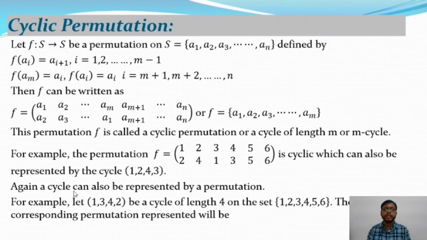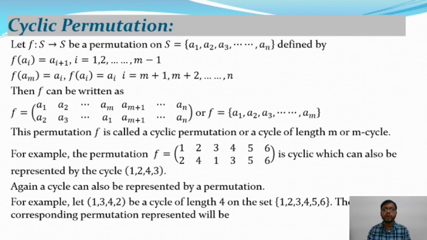Again, a cycle can also be represented by a permutation. So for example, let (1 3 4 2) be a cycle of length 4 on the set 1, 2, 3, 4, 5, 6. So there are 6 elements in the set, but there is a cycle of length 4. That means there are 4 elements in the cycle.